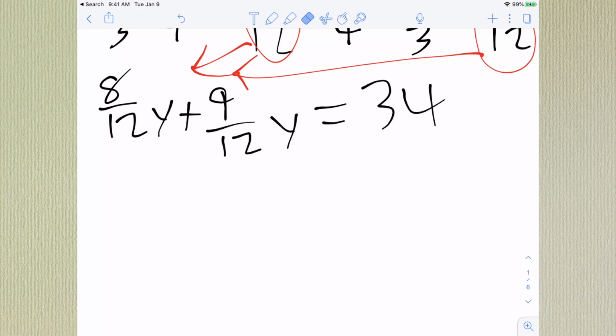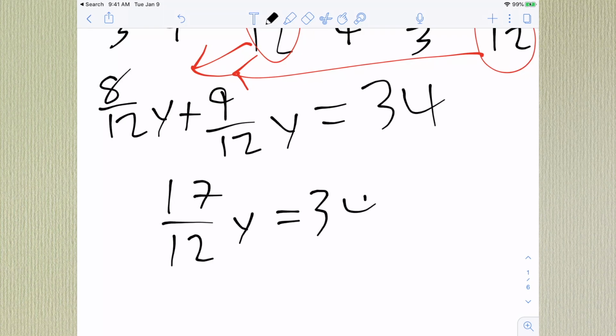17 over 12y equals 34. So to get rid of this, we basically need to multiply them by the reciprocal to get our answer. What does that mean? It's just the opposite of the fraction. Flip the numerator and denominator. So you'd flip the numerator and denominator, which means we have to multiply it by 12 over 17.